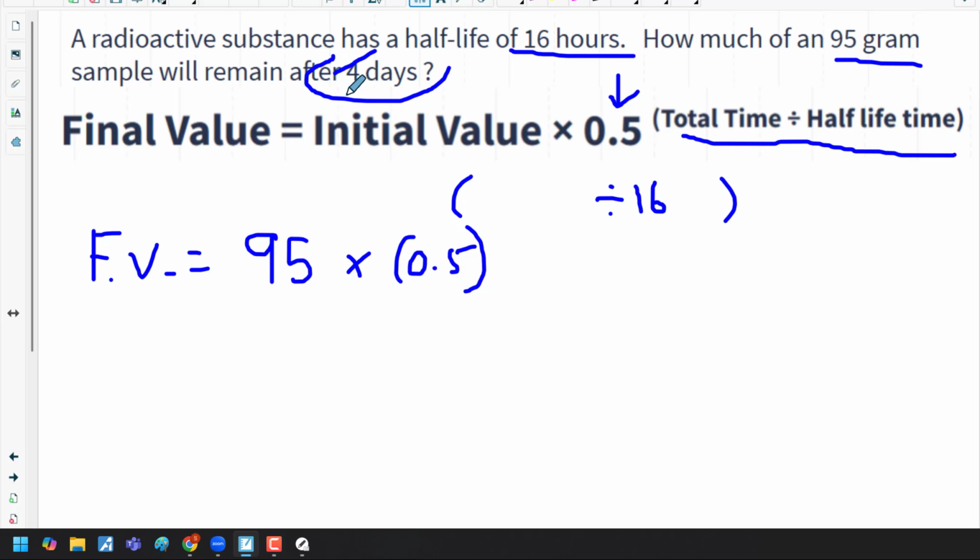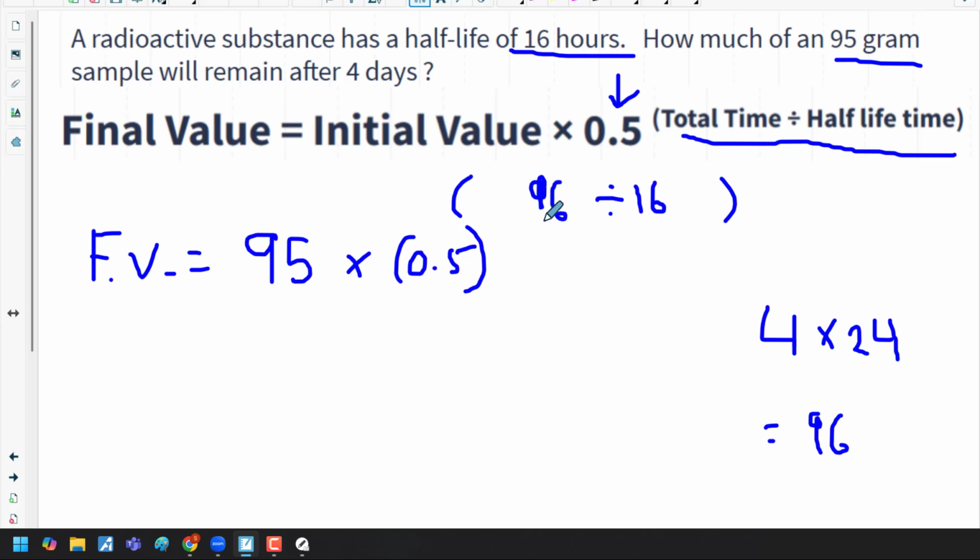Total time is 4 days, but hours and days aren't the same units. This is important, and I was waiting for an example to make this point. When you're dealing with these types of questions, make sure your time is always of the same units, or you have to convert it into one. Meaning you have to convert the hours into days or the days into hours. Usually it's easier to do days into hours because all you have to do is, well, there's 4 days and there's 24 hours in a day, so 4 times 24. That's how many hours there are. So that's going to be 96. So this is going to be 96 hours divided by 16 hours.